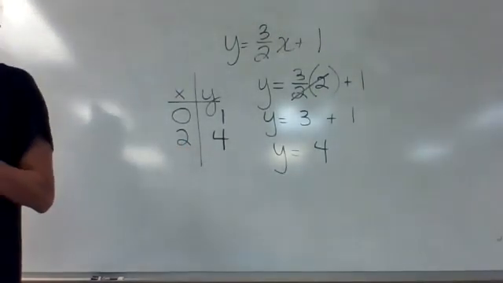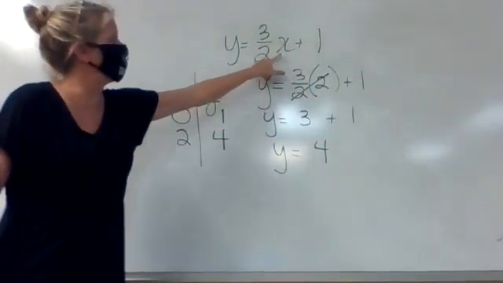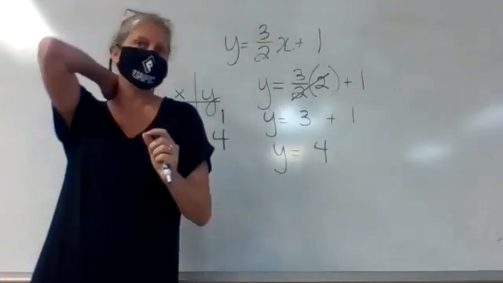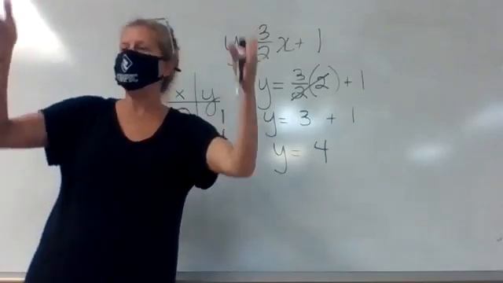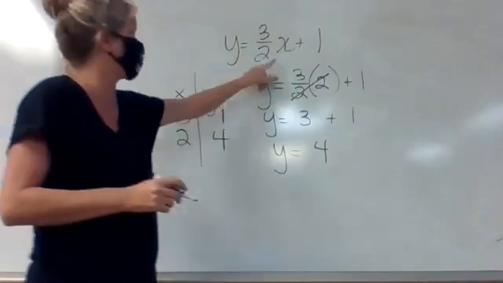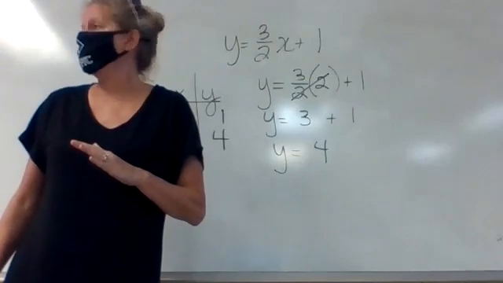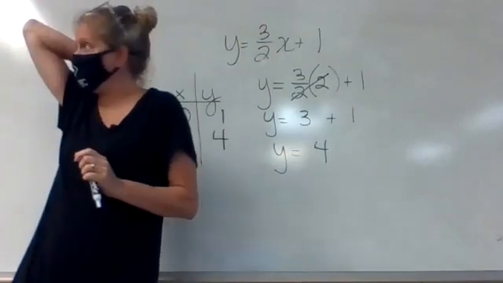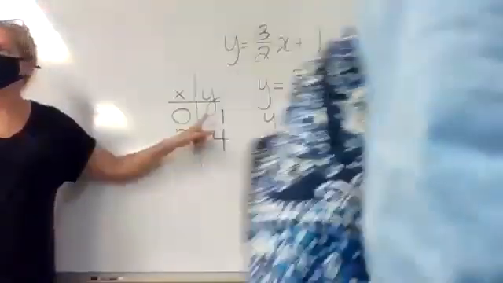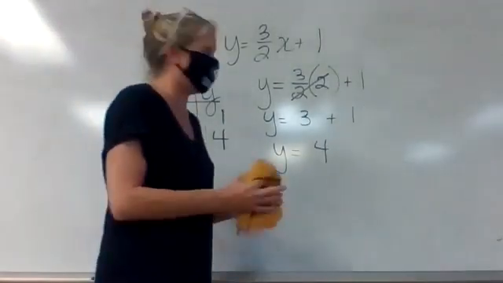Now, I know this is a line because if your x is just an x, it's not an x squared or an x to the third power or an x in the denominator or in absolute value bars or anything, nothing's happening to the x, it's just an x, that's going to make a straight line. Always. Okay, so what we want to do now is plot these 2 points. So I'm just going to freehand plot these 2 points.